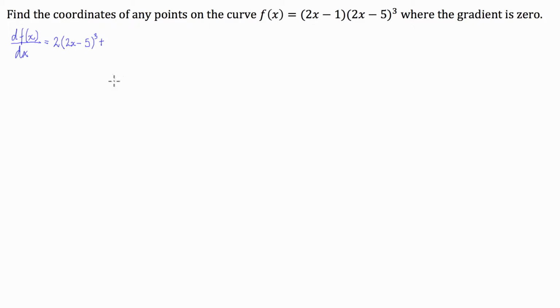Now what we'll do, to make it easy to understand, we'll do the derivative of this back function separately to start with. So we're going to use the chain rule where you've got u of x is equal to 2x minus 5 and f of u is equal to u cubed.